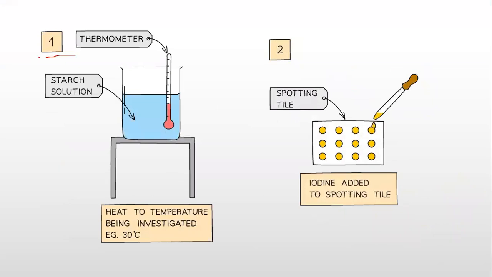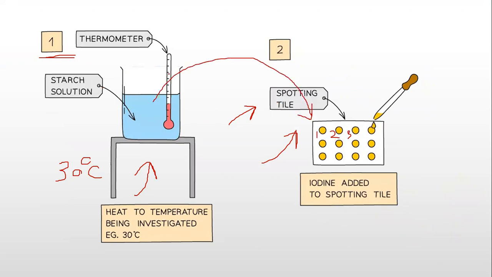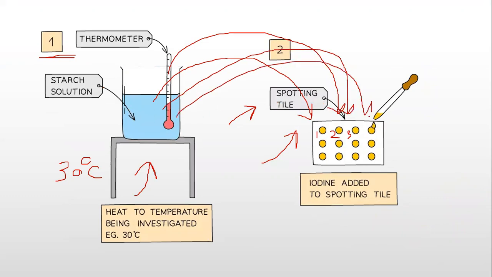So a quickie, step number 1, we have a starch solution and we're going to heat it, for example, at 30 degrees Celsius. Then we're going to add a few drops of iodine on a spotting tile. Like this is for 1 minute, 2 minutes, 3 minutes, and at every minute I'm going to add. When the second minute passes I'll add it here. When the 3rd minute passes I'll add it over here. When it's the 4th minute I'll add it over here.